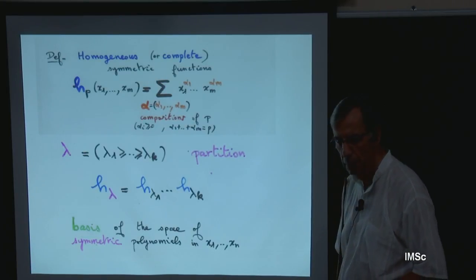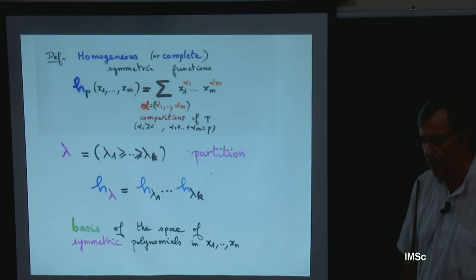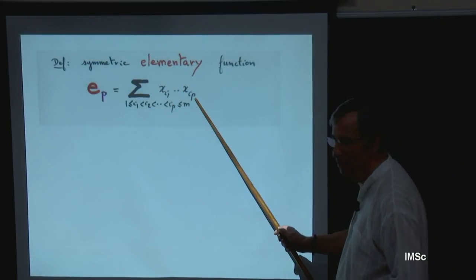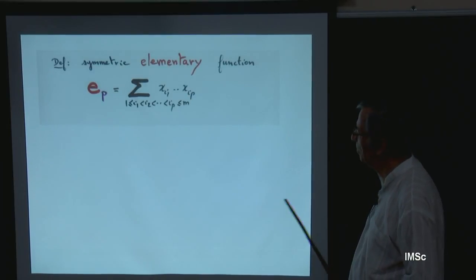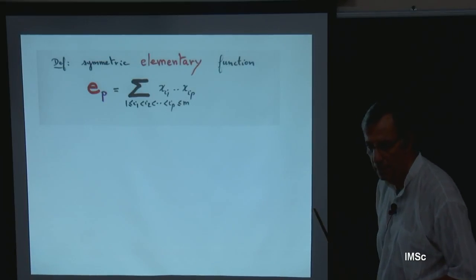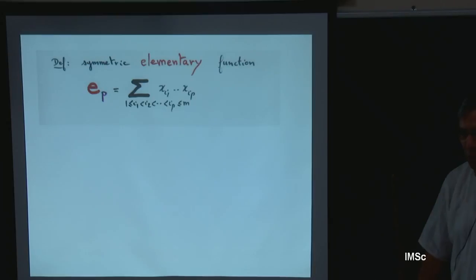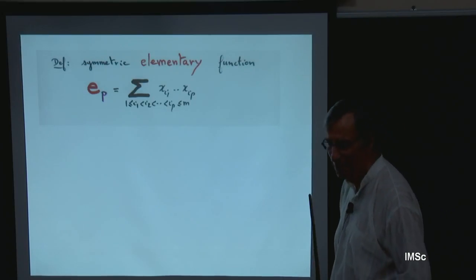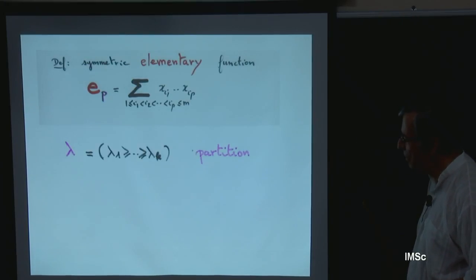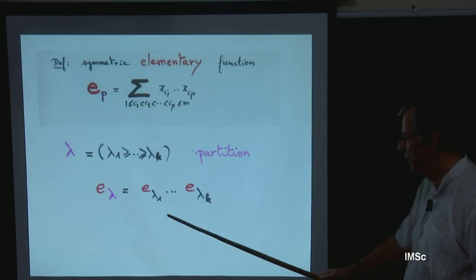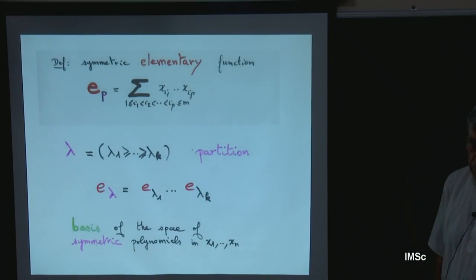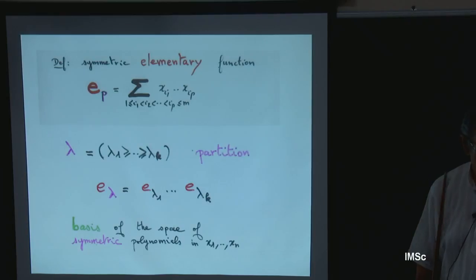Then there is a second very classical basis, the elementary symmetric functions. For elementary, you take the sum over all monomials of degree p in the variables x1, x2, ..., xm where all the letters are distinct. This is the elementary symmetric function. Everybody knows this because when you have the roots of any algebraic equation of degree n, the coefficients can be expressed in terms of the elementary symmetric functions. Again, if you take any partition, you extend this to an elementary symmetric function indexed by the partition, and again you get another basis of the space of symmetric polynomials.